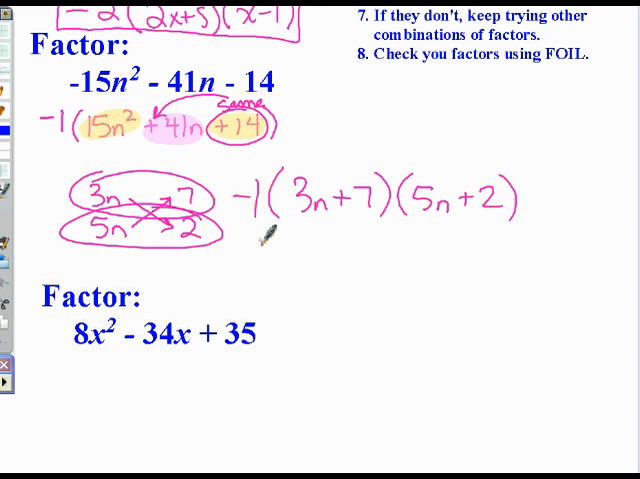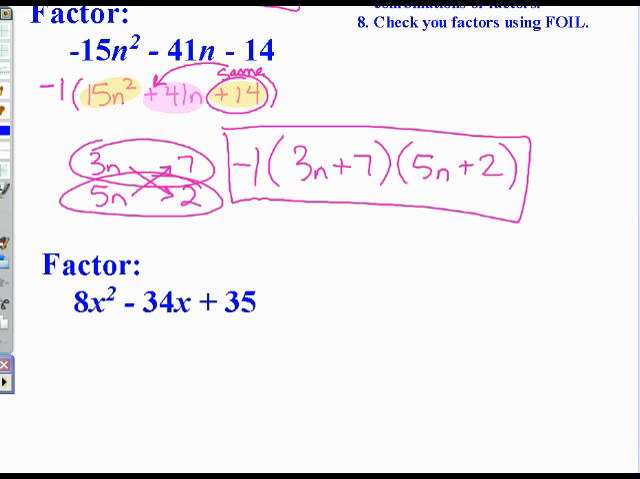We also had this -1. If we FOIL this out, we would get 15n squared plus 35 plus 6 is plus 41n plus 14, and then if we distributed in the negative, we would flip the signs to -15n squared, -41n, and -14. So here is my final answer. Don't forget the -1 we factored out in the beginning.